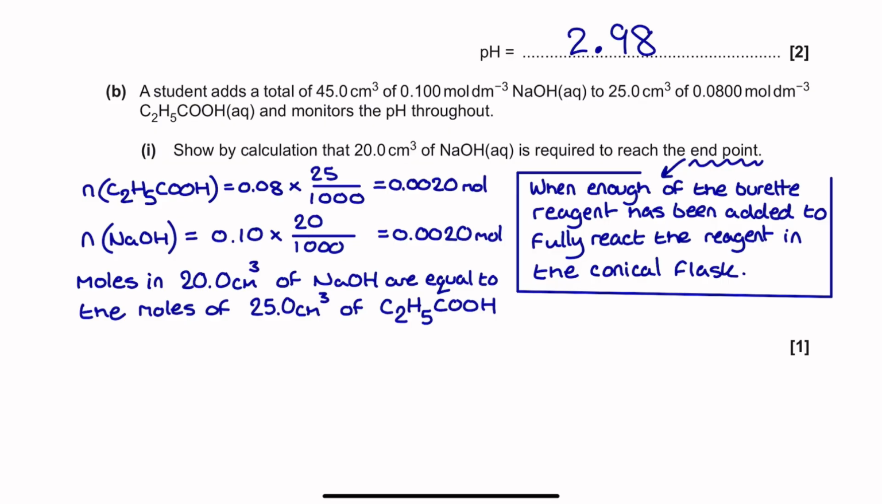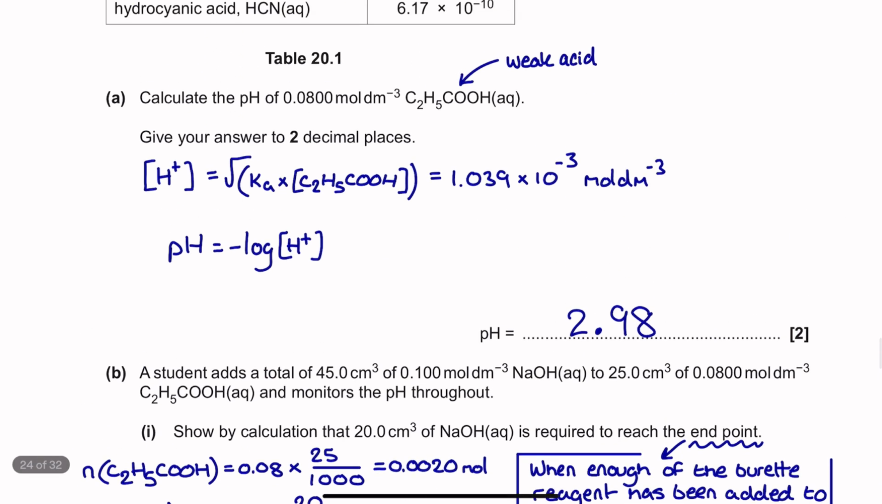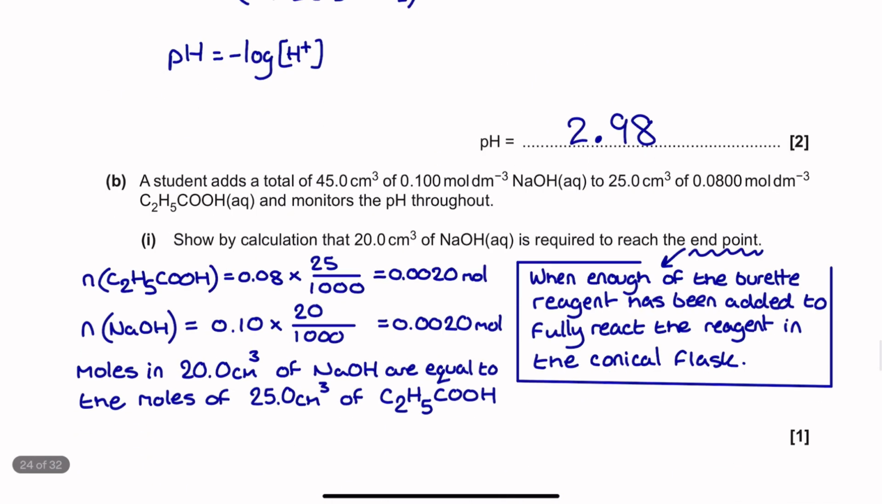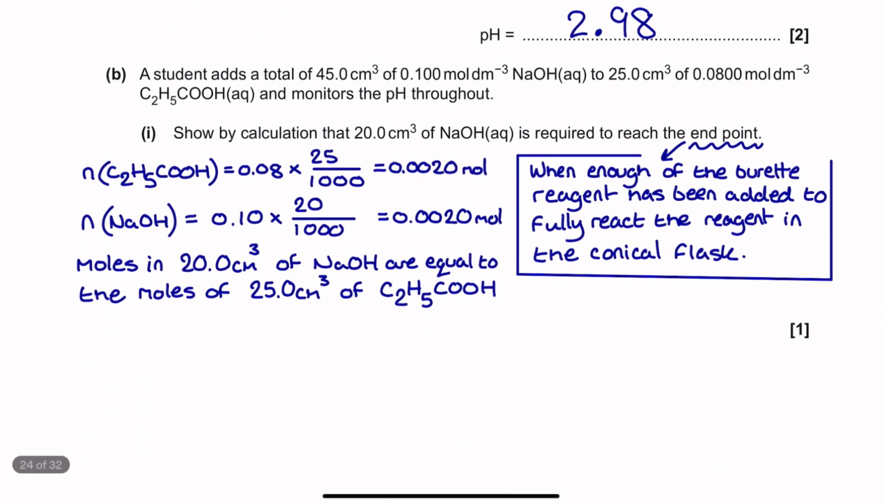Next up, it's a bit of a weird question, and it uses some language from our pH titration curves. A student adds a total of 45 cm3 of the 0.1 mol dm-3 sodium hydroxide to 25 cm3 of the weak acid. And now that's the same weak acid we were just looking at before up here. So it's this one up there. Show by calculation that 20 cm3 of the sodium hydroxide is required to reach the end point.